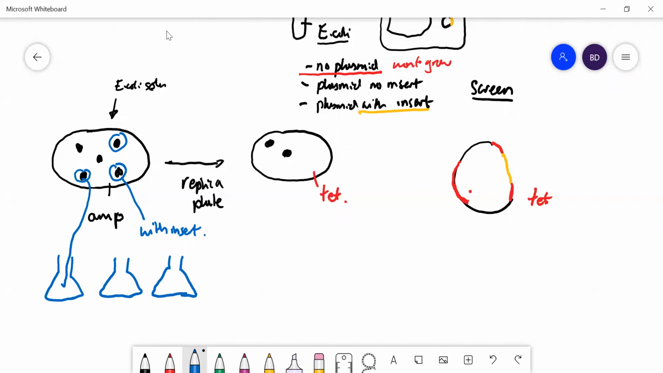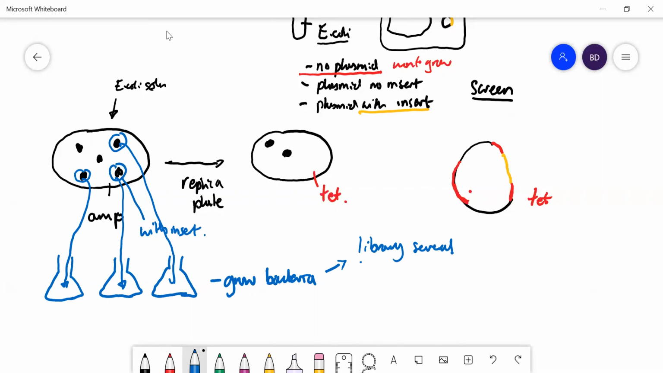And you put that one into there, that one into there, that one into there, and you grow the bacteria. So you'll end up with millions and millions of those bacteria, each of which has got the plasmid with the insert. And that's why it's called a library. So you end up here with a library, maybe several hundred different bacteria.